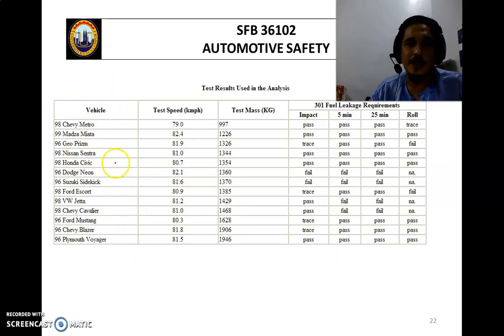Right, so some of the models have been tested through real rear end collision simulation tests.